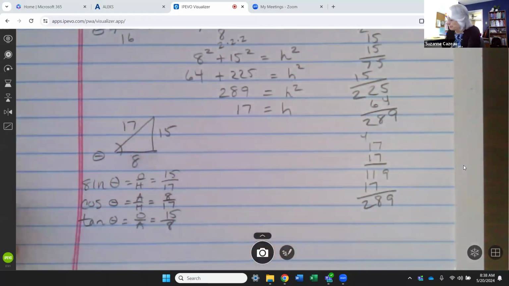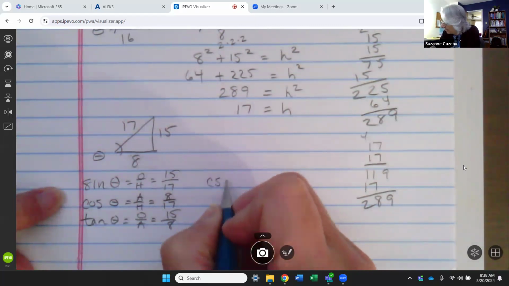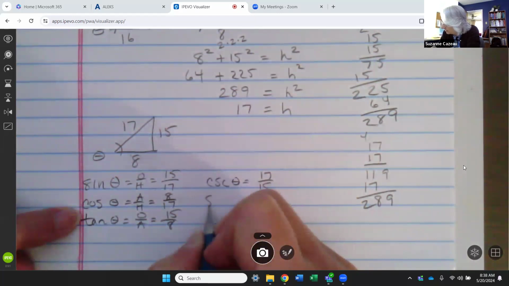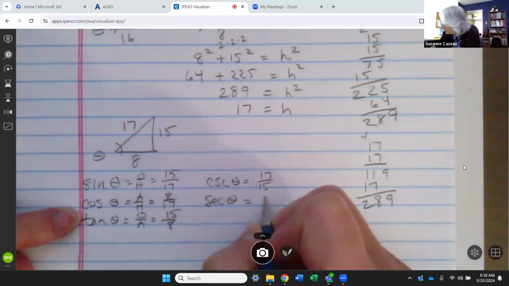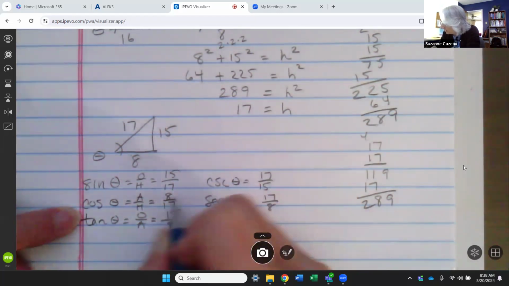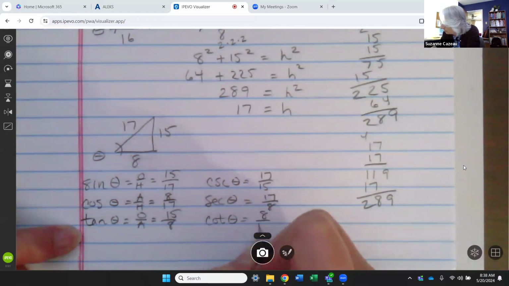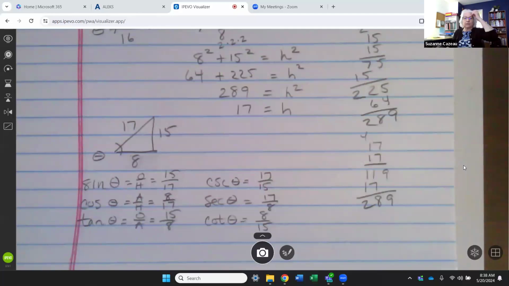And now the reciprocals are the easy part. Cosecant theta is 17 over 15. Secant of theta is 17 over 8. And then the cotangent of theta is 8 over 15. Probably double check my work, but there it is. Yep, good, it's all good. Just double checking. All right.